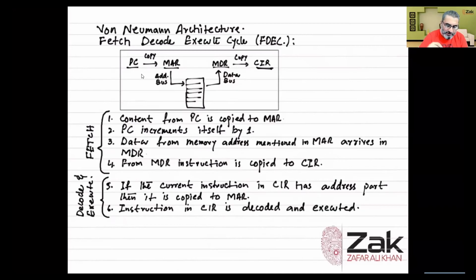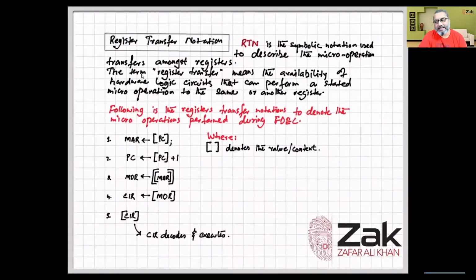Now the fetch, decode, execute cycle has another form, which is called register transfer notation. This is the same, a sort of mathematical form of the fetch, decode, execute cycle. RTN, register transfer notation, is a symbolic notation used to describe the micro operations between the registers. When data is moving from register to register, these are called micro operations. When these micro operations are described in symbolic form, like in mathematics, it is said to be register transfer notation. And I told you that it is actually another form of what?